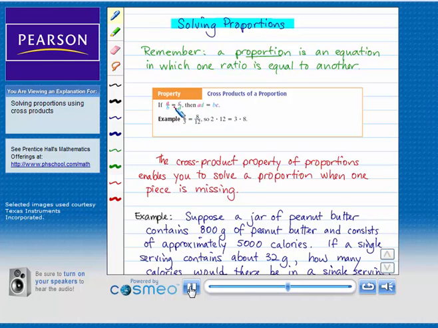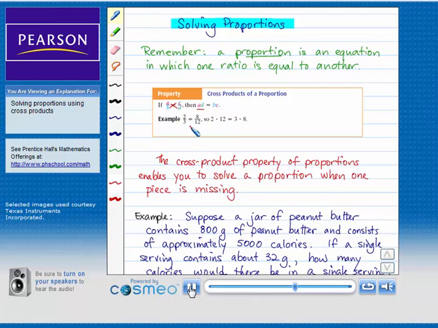Well, the cross-product property of proportions enables us to cross-multiply. In other words, multiply the numerator of the first ratio times the denominator of the second, and that product is equal to the product of the denominator of the first multiplied by the numerator of the second ratio. Okay, so if A over B is equal to C over D, then we can cross-multiply, and therefore, A times D is equal to B times C.